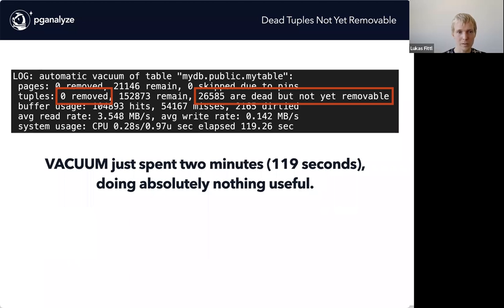And we just spent 2 minutes looking at this table, looking at all these 26,000 rows, right? And we did nothing useful because we didn't actually remove anything. We didn't actually mark anything useful. And this is a problem because we'll run again and run the same thing again and not do any work. So if this happens a lot, you'll waste a lot of vacuum capacity and a lot of I/O.